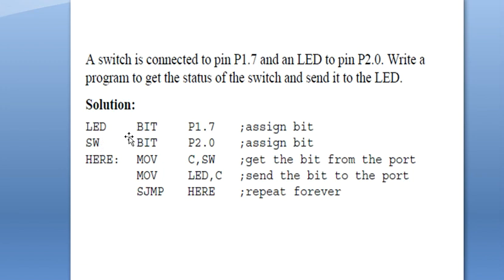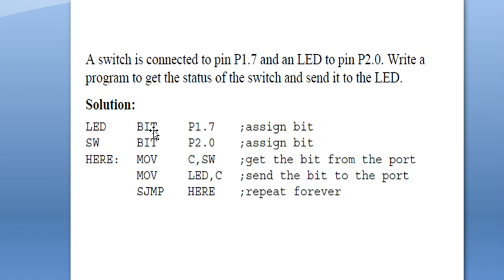The switch is connected to P1.7 and LED is connected to P2.0. Write a program to get the status of LED. So here what they have made is LED is connected to P1.7 and switch is connected to P2.0. No problem. You can interchange based upon your requirement or your assumption. You can take the LED and switch as P2.0 and P1.7, in any way you can take them.